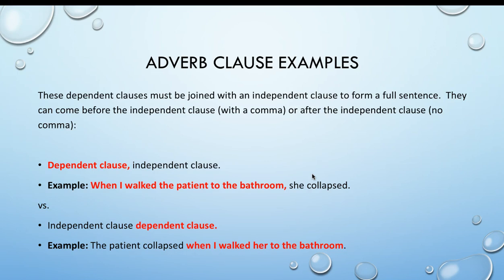And because the dependent clause comes first in the sentence, you put a comma between the dependent clause and the independent clause. Versus if you put the independent clause first and the dependent clause second, that subordinating conjunction ties them together without a comma. The patient collapsed when I walked her to the bathroom.